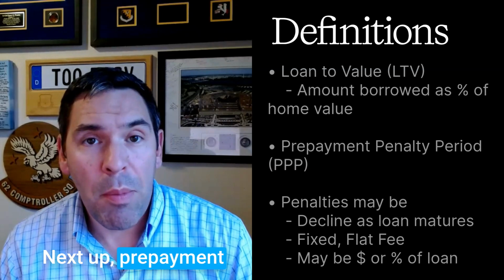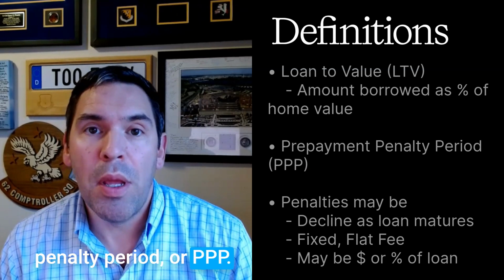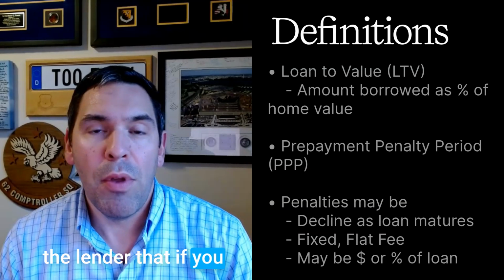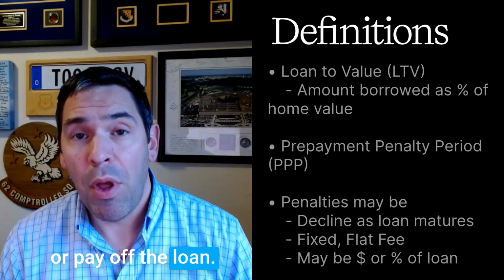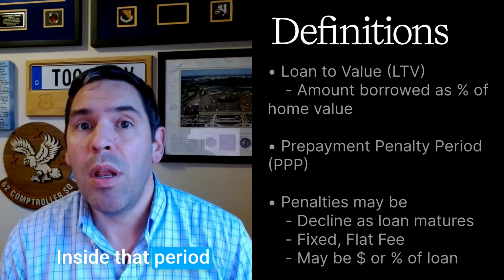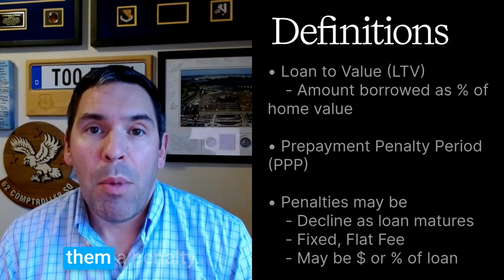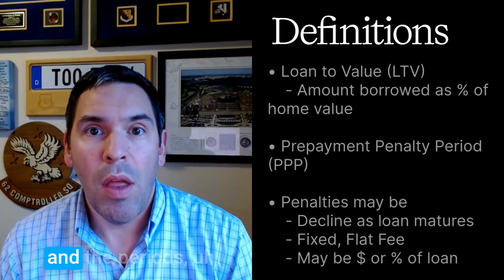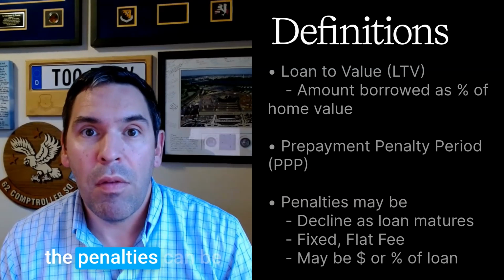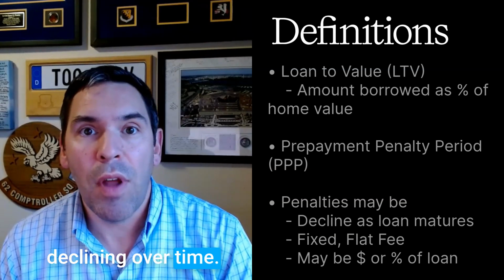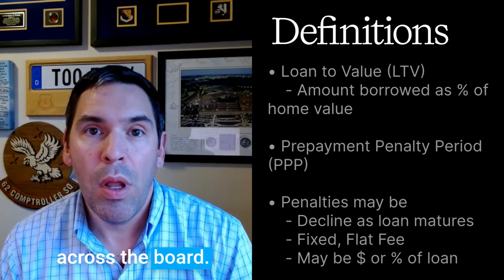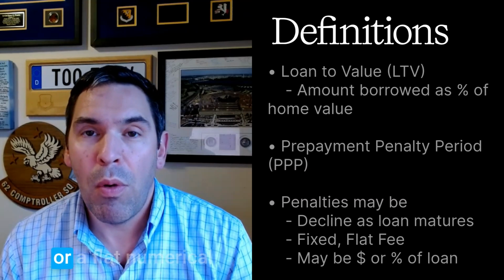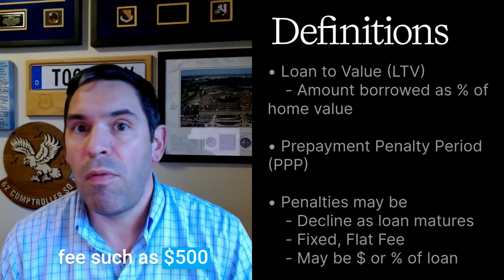Next up, prepayment penalty period, or PPP. What is this? This is a period where you've agreed with the lender that if you were to refinance or pay off the loan inside that period, that you would owe them a penalty. Periods are typically in year increments, and the penalties can be declining over time. They can be fixed across the board. They're typically represented as a percentage of the loan or a flat numerical fee, such as $500.